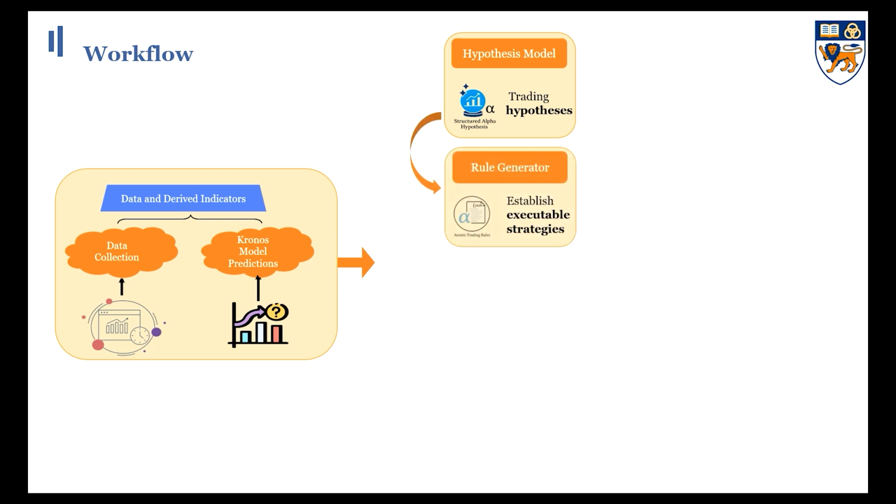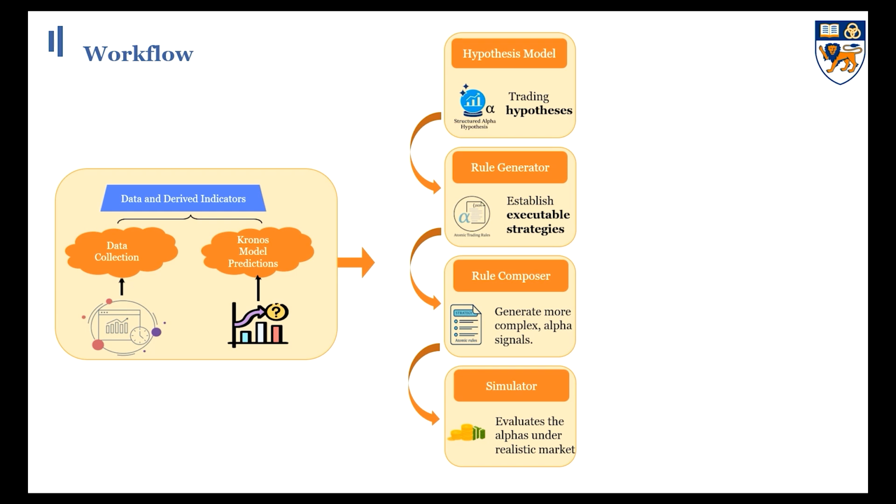Next, the rule generator transforms those abstract hypotheses into executable trading strategies, defining precise entry and exit signals. The composer then integrates these atomic rules into multi-factor alpha signals, using logical and mathematical operators. After that, the simulator runs backtests under realistic market conditions to evaluate the performance and stability of each composed alpha.